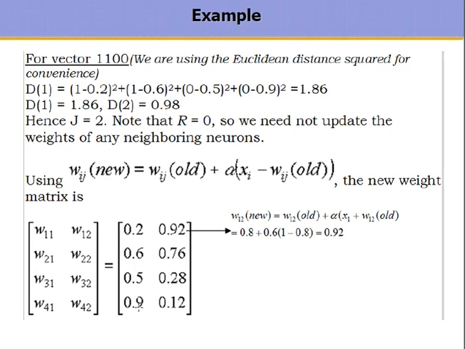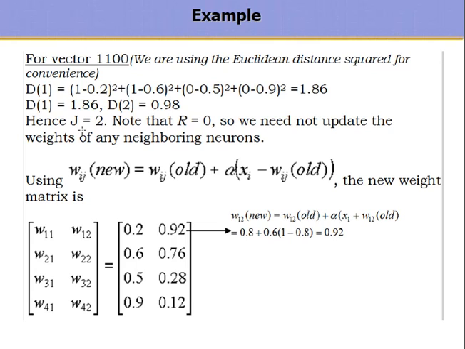Now we also need to compute the distance of our first training pattern with the second weight vector, and when you compute this by the same formula, it turns out to be 0.98. Now you can figure out that for j equals 2, we have the minimum distance, because this value is less than this value. Hence we have j equals 2. So we have computed our index, which we discussed in the algorithm.